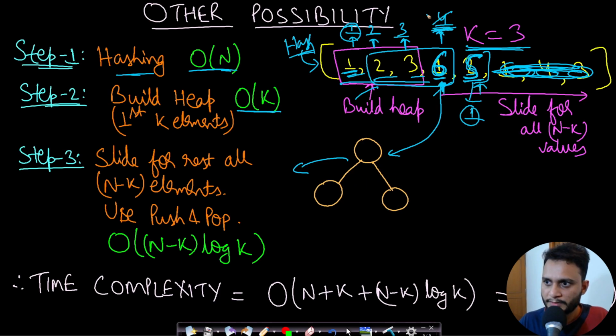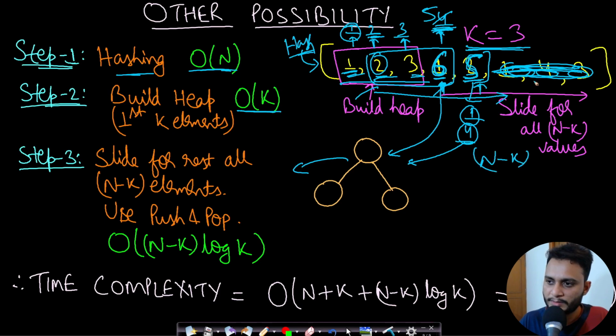Let's assume that this frequency was 5 and the frequency of this 5 was 4. Then what would have happened? In this case, 4 is greater than at least one element. So it is greater than 2 and 3 both. So now we will be inserting this 4 into the heap and we will be taking out one element. So one element will be this 2, because this is having the lowest frequency. So this is how we will be traversing all the n minus k elements into this heap.